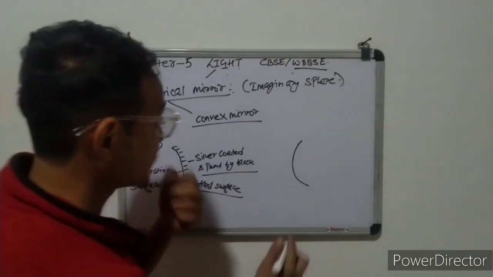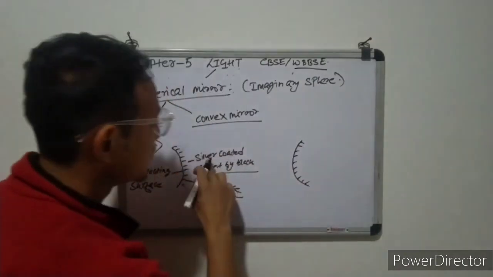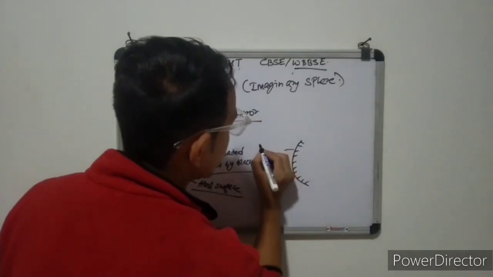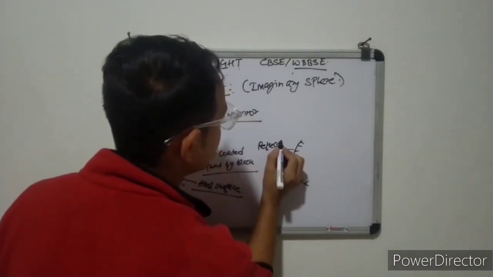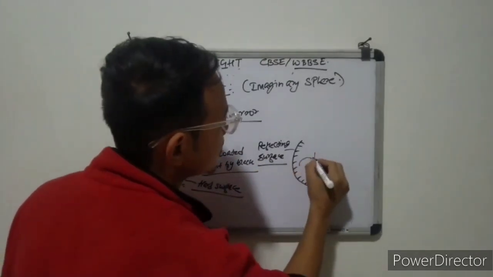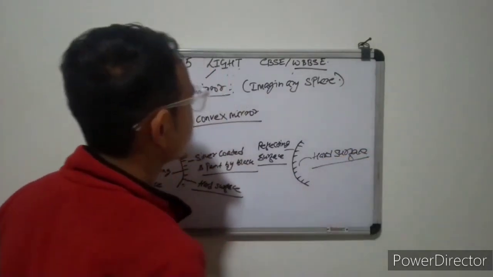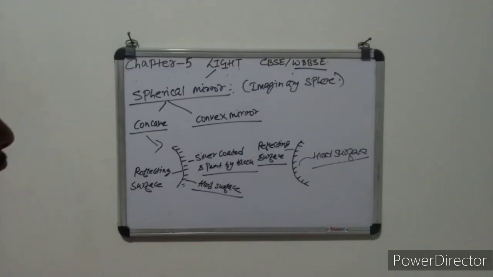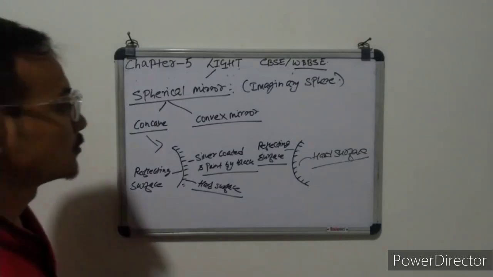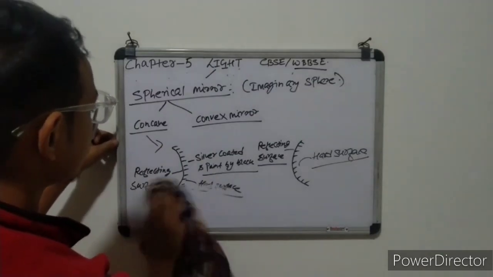Now I will explain the convex mirror. The convex mirror has an inside hard surface coated with silver and painted with black color. The outer side is the reflecting surface, and the inside is the hard surface. This is the basic difference by which you can identify whether the given mirror is a concave mirror or a convex mirror.